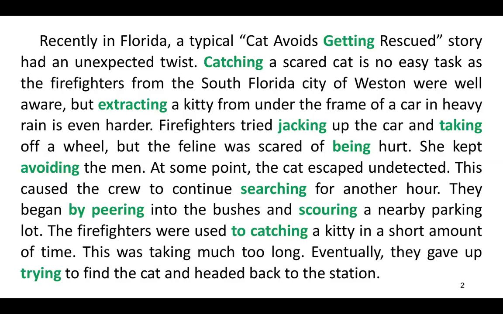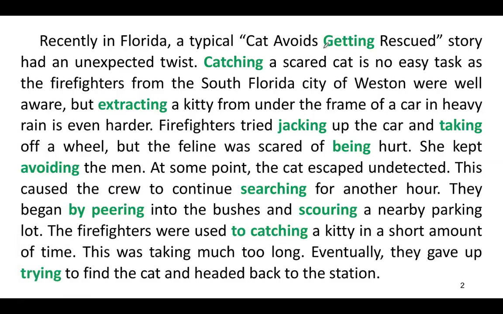So this is the story of our little cat, a crazy cat that is fearful and made it difficult for the firefighters to rescue it. Now, what I need you to focus on, as I told you, is the use of these highlighted words here, okay? So you have these highlighted words.